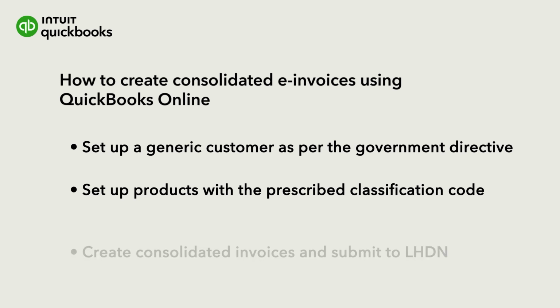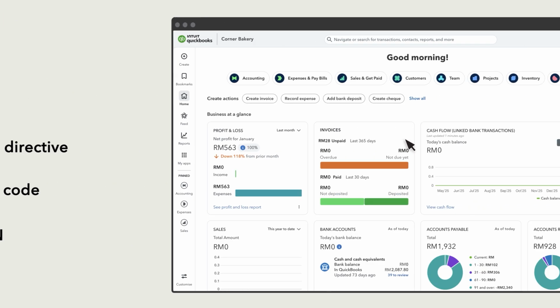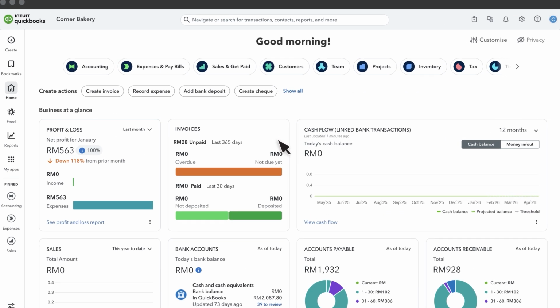In this video, we'll show you how to create a consolidated invoice and submit it to the LHDN. There are two mandatory requirements to submit a consolidated e-invoice. First, you must create a generic customer. Note that you do not need to perform this step if you've already opted for Set Up Consolidated E-invoicing option while setting up the e-invoicing.